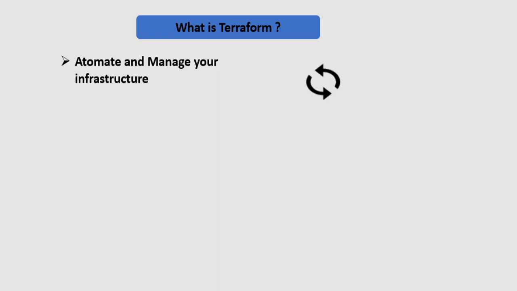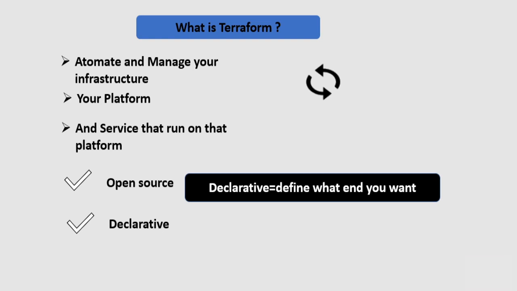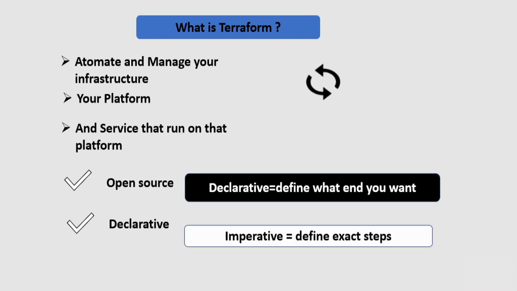So first of all, what is Terraform? Terraform allows you to automate and manage your infrastructure and your platform and the services that run on that infrastructure. It's open source and it uses declarative language, meaning you don't have to define every step of how this automation and management is done. You just specify what you want as the final result or the end result, and Terraform will figure out how to execute it. Now this versus imperative style, where you specify how to execute each step.